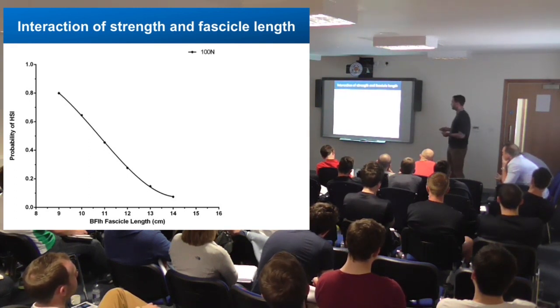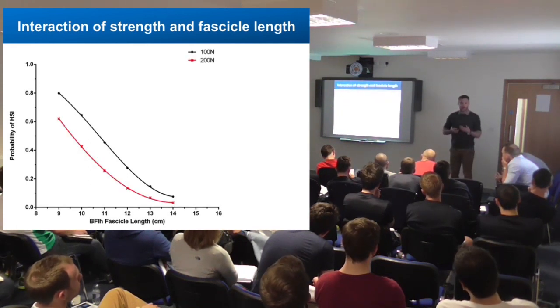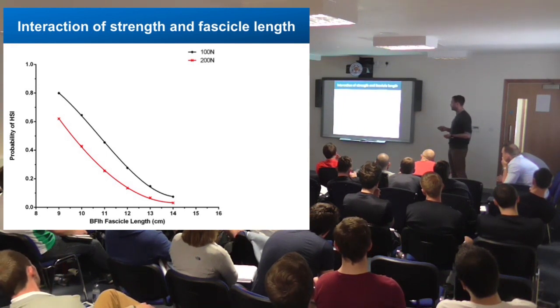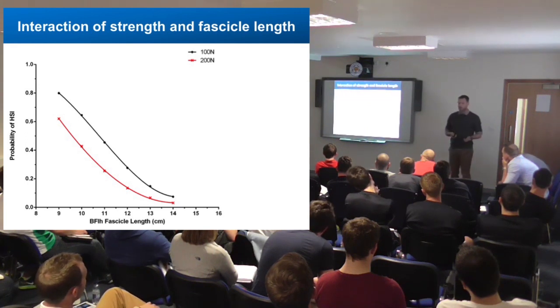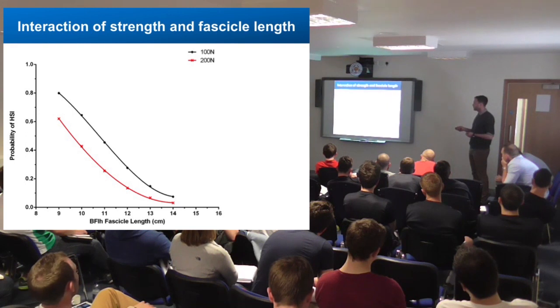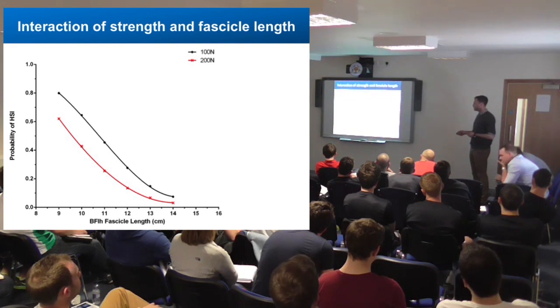So here we've got 100 newtons being our Nordic force, and as we progress up, we're going to have different lines indicating different strength cut points. So if you're weak and you're possessed of short muscle fascicle length, your risk of injury is going to be through the roof. But what's actually quite interesting is that if you're relatively weak, you can offset a large amount of injury risk associated with being weak by possessing long muscle fascicle lengths.